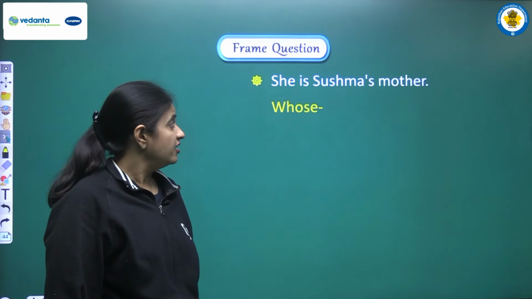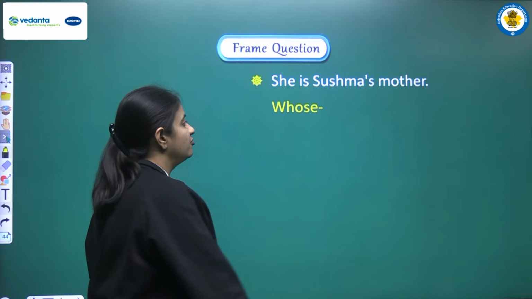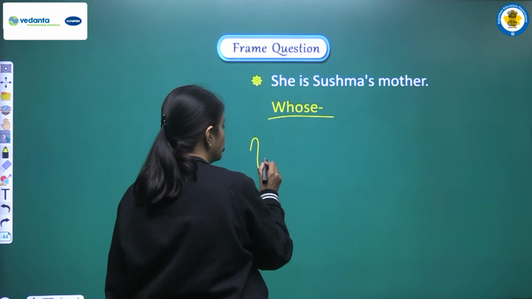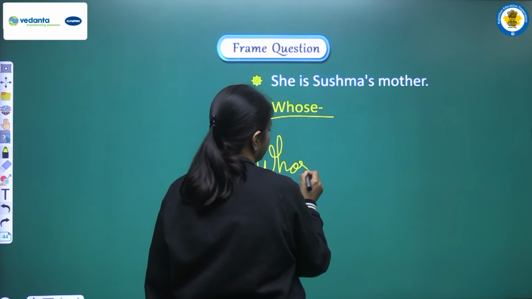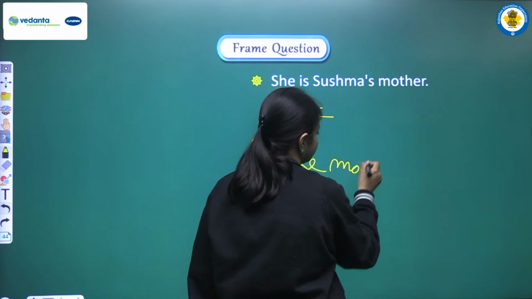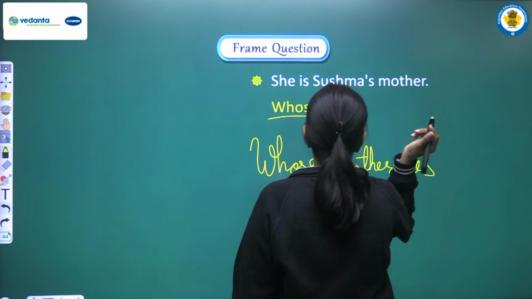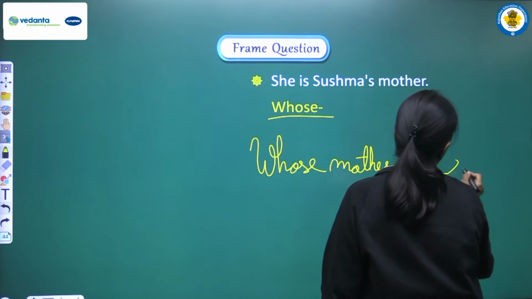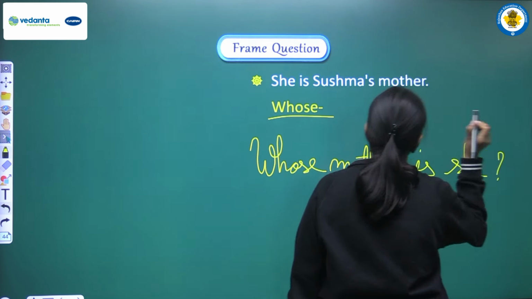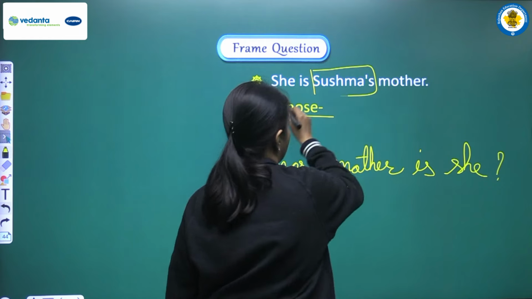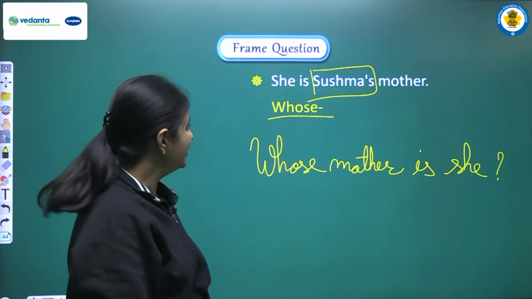Now, she is Shushma's mother. We have to make a question using whose. So, let's see. Whose mother? We have is, so we will use the same is. Whose mother is she? So, whose mother is she? She is Shushma's mother. Okay.